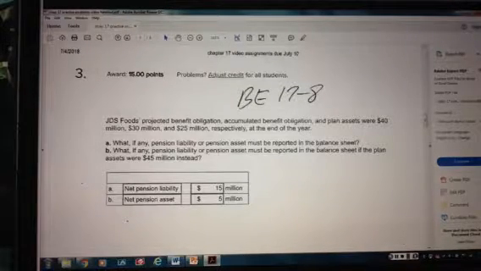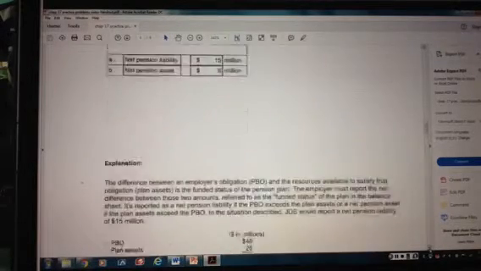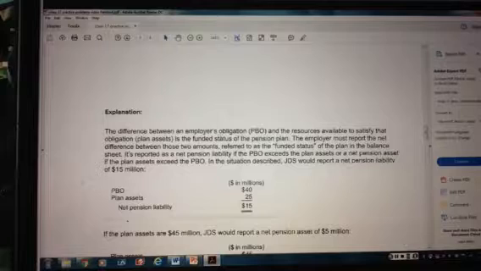And the funded status is comparing the projected benefit obligation with the plan assets. So the projected benefit obligation was 40, and the plan assets were only 25. So let's look at the calculation here. The difference between the employer's obligation, the PBO, and the resources available to satisfy that obligation, plan assets, is the funded status. The employer must report the net difference between those two amounts, referred to as the funded status of the plan, in the balance sheet.